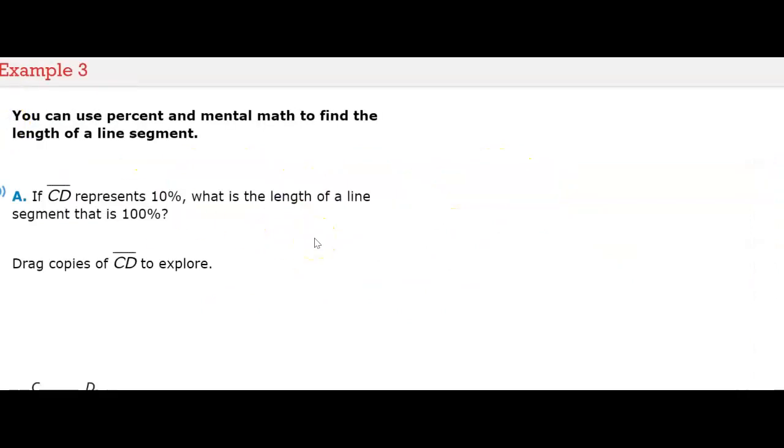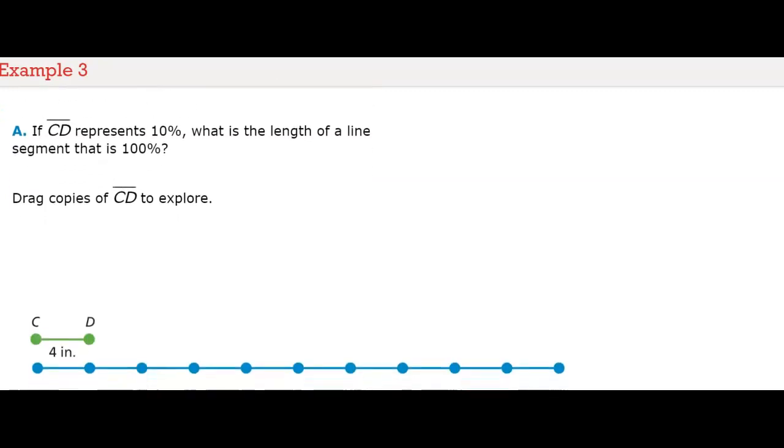You can use percent and mental math to find the length of a line segment. Part A. If length of segment CD represents 10%, what is the length of a line segment that is 100%? We're going to explore this by dragging the CD, line CD.